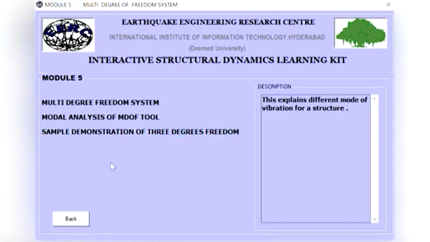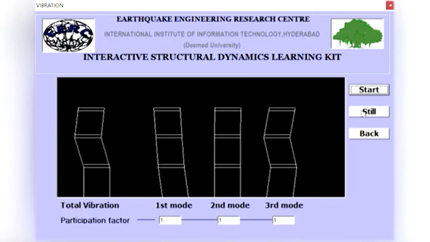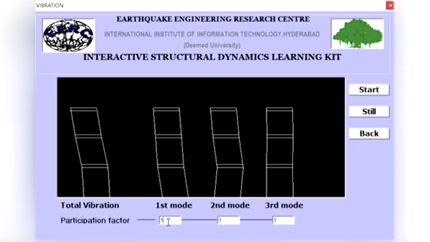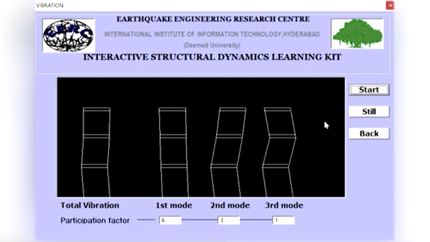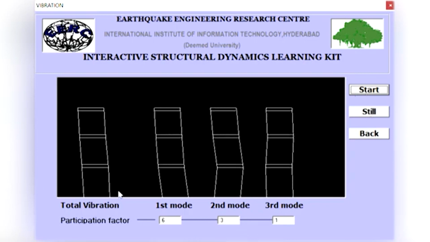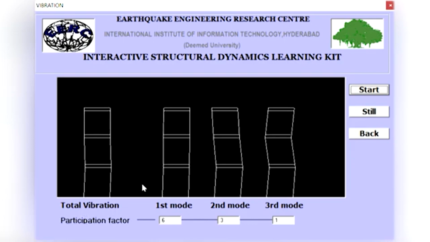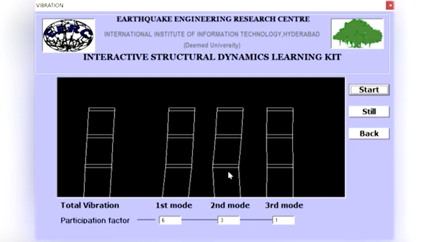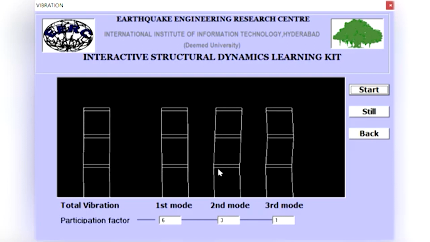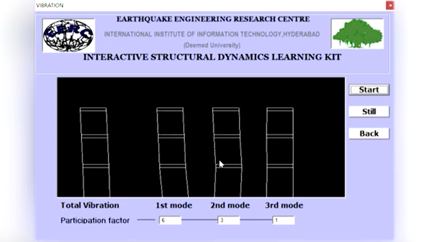Now if we look at the animation here, say first mode participation is 60%, second mode participation is 30%, and third mode participation is 10%. If I start the total response, you can clearly see that the total vibration is nearer to the first mode, and less so these two are also adding. You can see this slight shade of second mode and third mode.